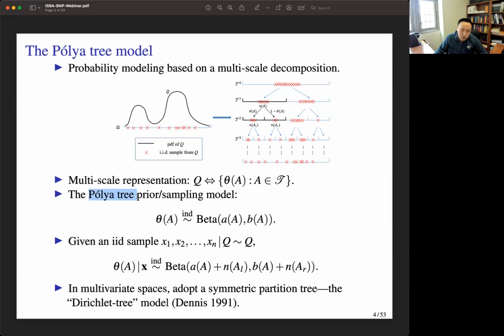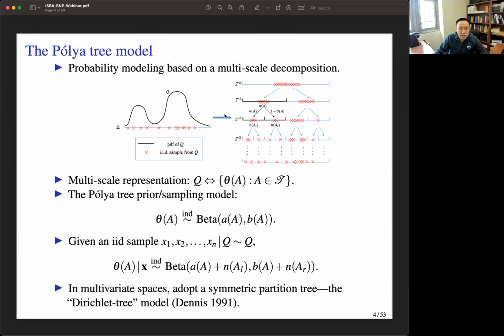The Polya tree model, which could be used either as a prior or, in multi-sample problems, as a sampling model, is simply the most simple conjugate model for these branching probabilities, which is just the independent beta models. We can show that the likelihood under an IID experiment from Q, if there's a density, can be factorized into the product of binomial split likelihoods, and therefore the conjugate prior is the beta prior. The posterior has a closed-form beta update.